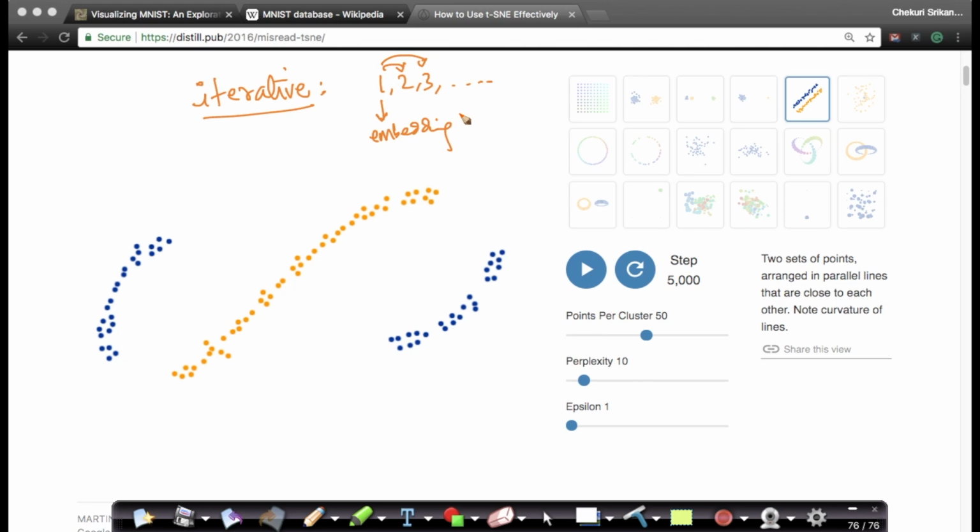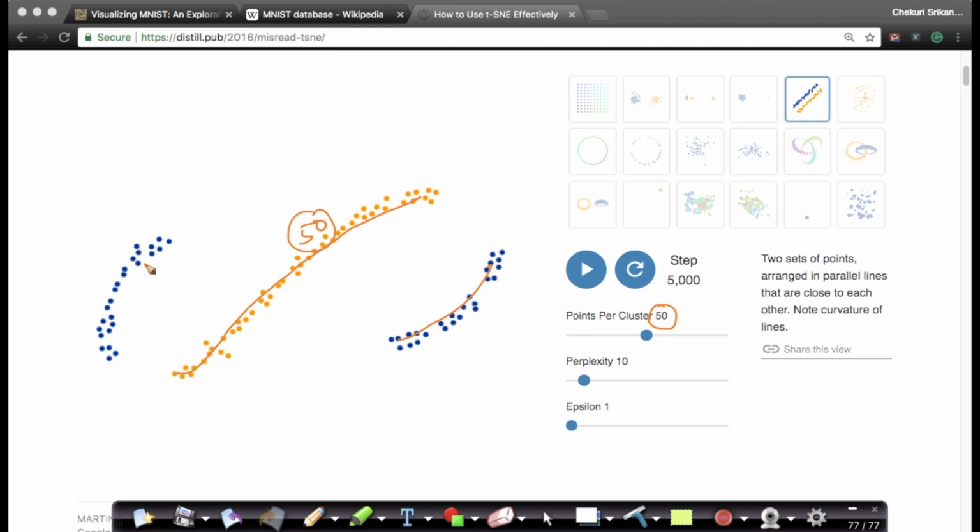Now let's take this example. Each of these data points, if you take these two parallel lines, there are 50 points per cluster. There are 50 orange points and there are 50 blue points.